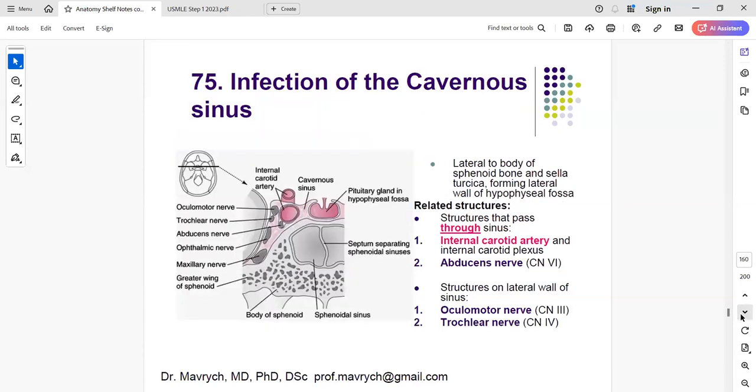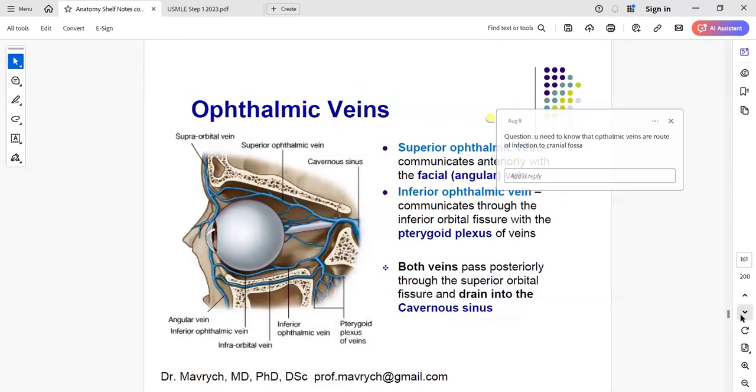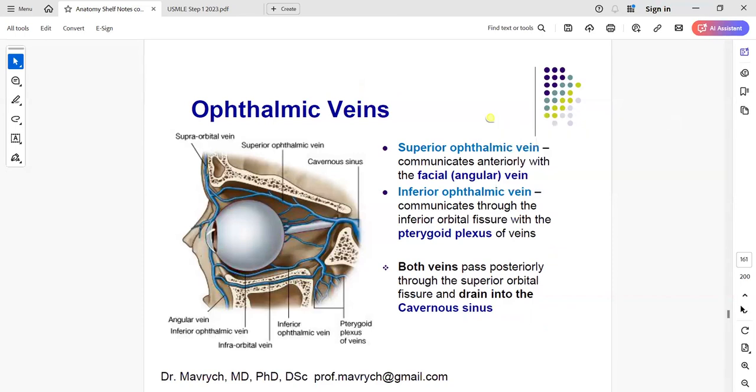Cavernous sinus infection is important, which you guys would learn in neuro, but let's talk about it while we're here. You have to remember the structures that pass through the sinus. Okay. We cannot avoid this. So the internal carotid artery, abducens nerve, and then on the lateral wall would be the oculomotor nerve and the trochlear nerve. So this is important. You have to memorize it.